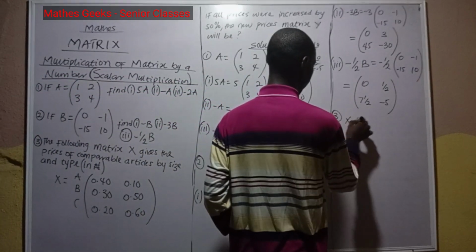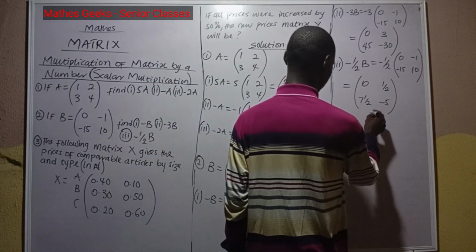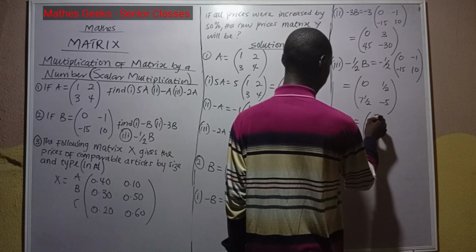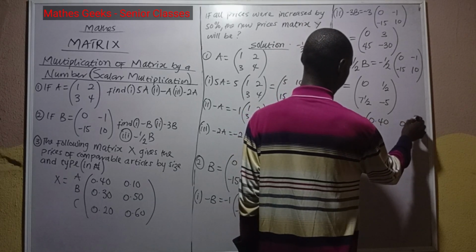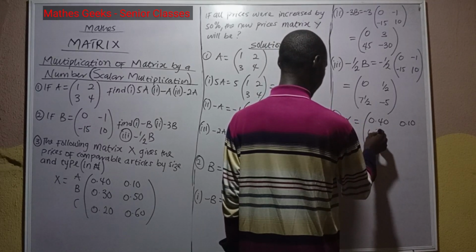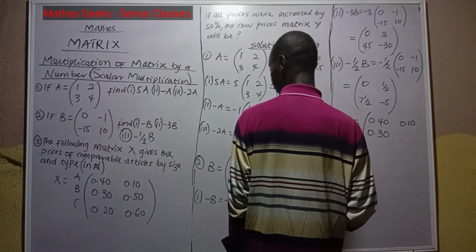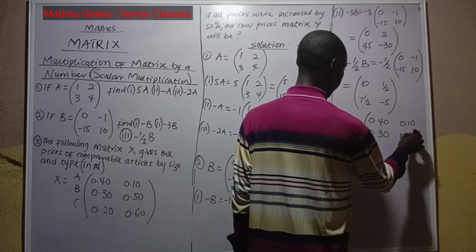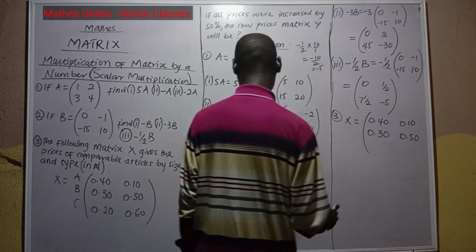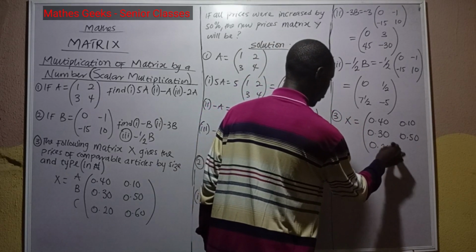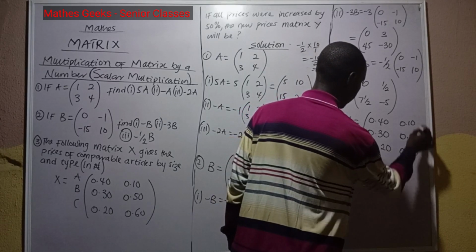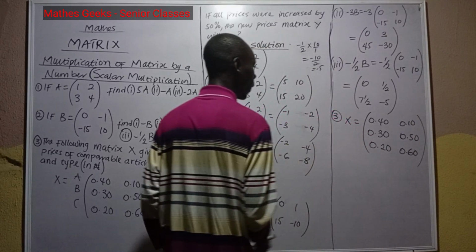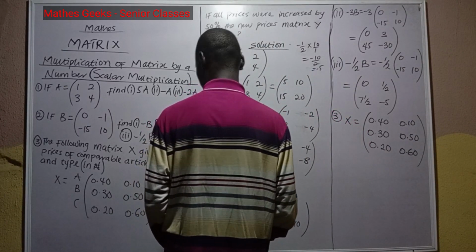Our matrix X is equal to 0.40, 0.10, 0.20, 0.50, 0.20, and 0.60. Alright, that's the matrix X.